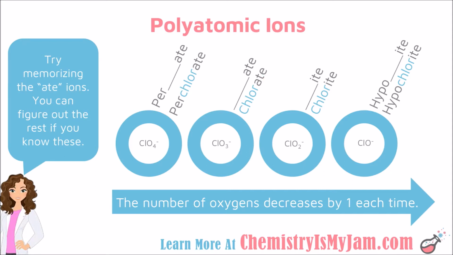Once you know the ATE version, small changes in the name change the number of oxygens present. So for example, to go from chlorate to chlorite, the number of oxygens went from 3 to 2. So the number of oxygens drops by 1. I do want to point out that an ATE ion will not always have 3 oxygens. That's why you have to memorize this ATE version, and then to go from the ATE to the ITE, you just drop the number of oxygens by 1.